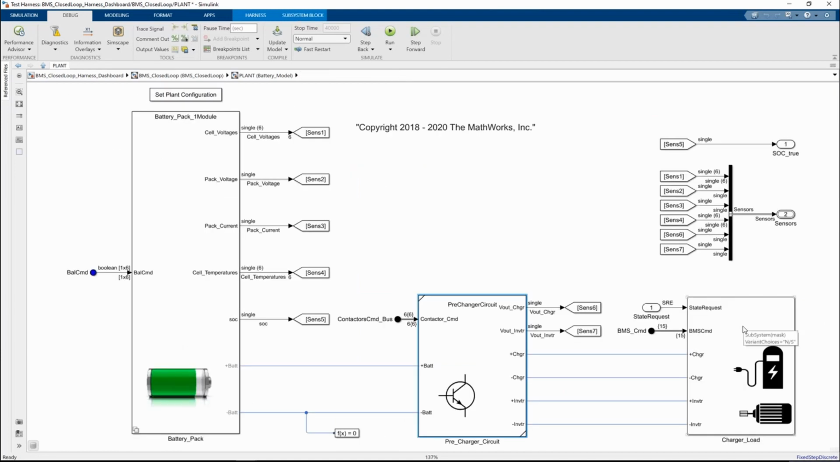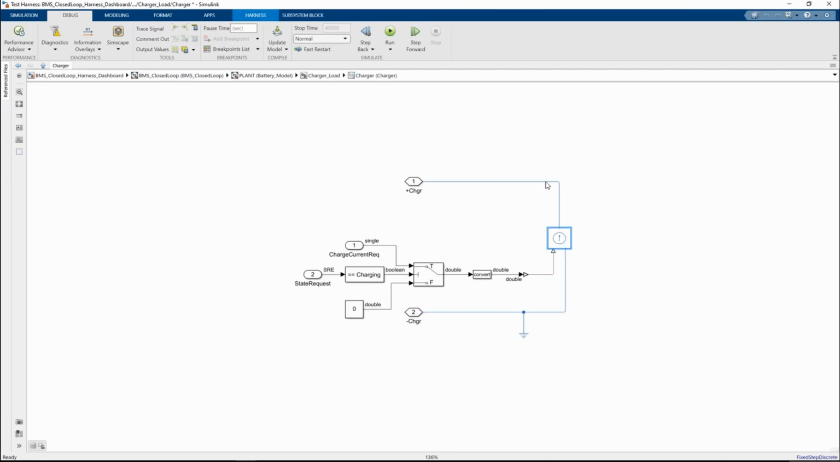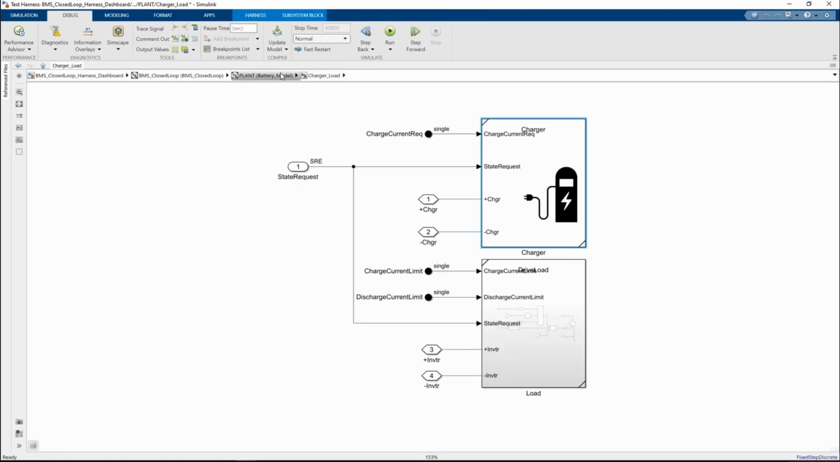Finally, the last piece of the battery plant is the charger and the load, both simply represented here by current sources, commanded to follow the charging and driving profiles at the model top level.